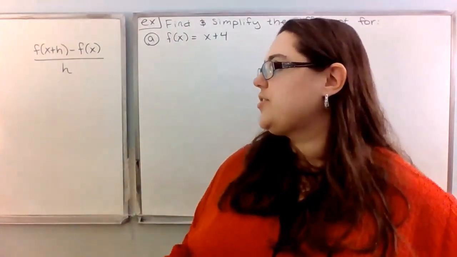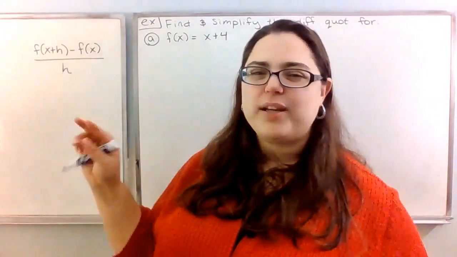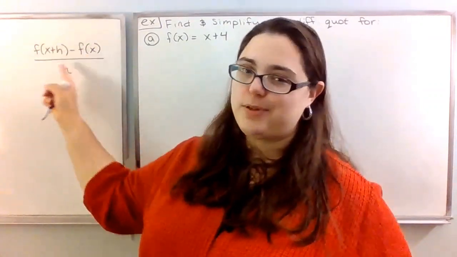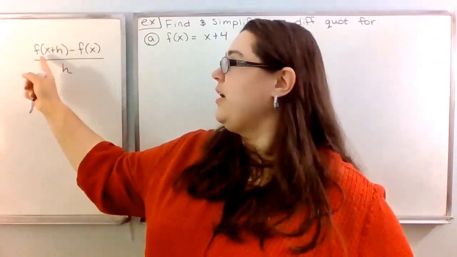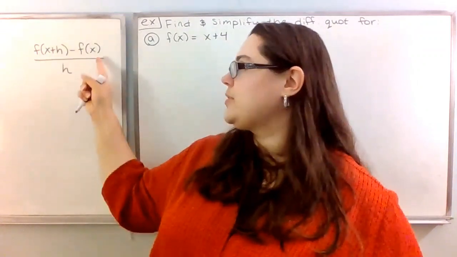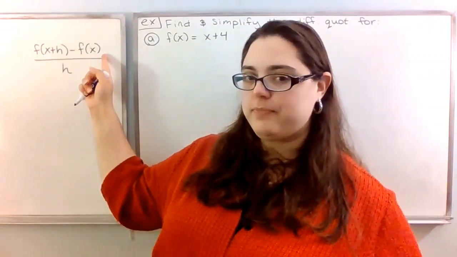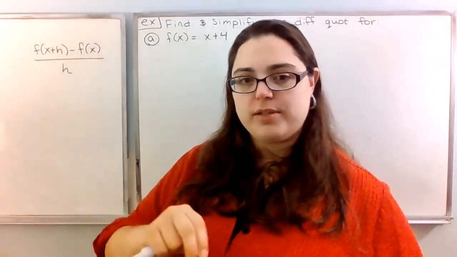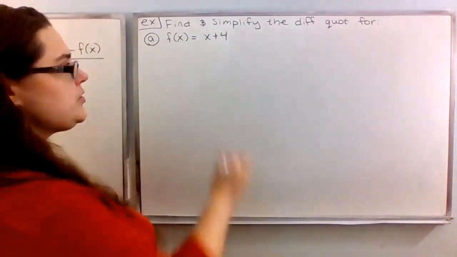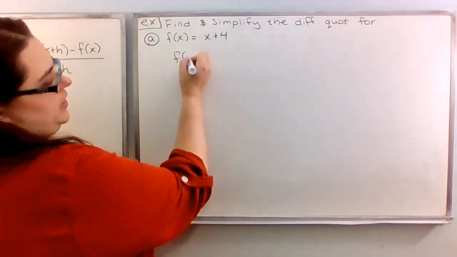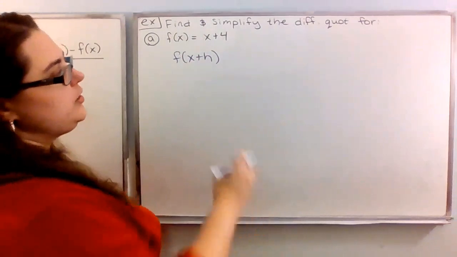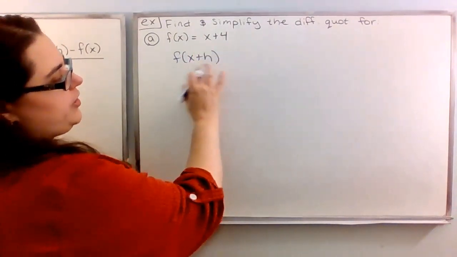In stages, there are really 3 stages to this. We want to find this f of x plus h, because that can sometimes be really messy to find. Then once you get that answer, you want to subtract f of x from it. And once you get that, you can divide by h. So those are going to be our 3 stages. Let's find f of x plus h first. For this function, we're going to replace x with x plus h.